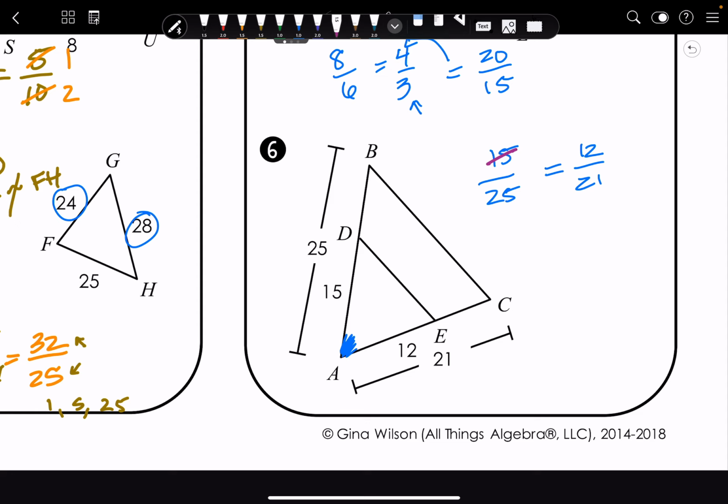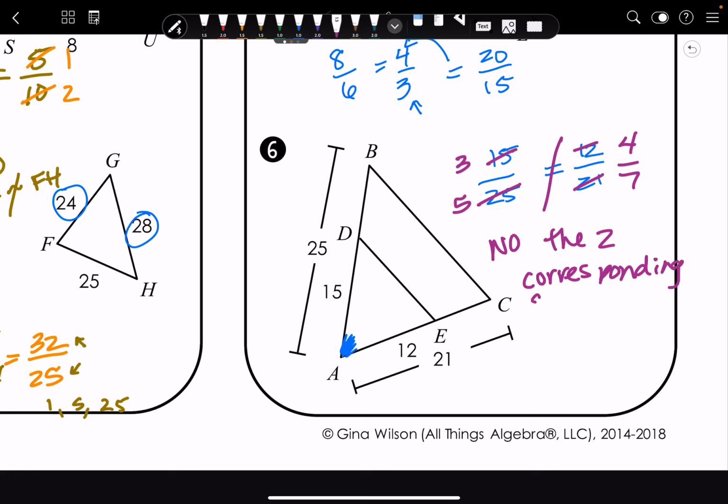So you get, let's see, 15 over 25 becomes 3 over 5. Divide both of these by 7, you get 4 over 7. So you already know that they're not proportional because they're not simplifying to the same thing. If you really wanted to, you could cross multiply and get that 20 is equal to 21, and that's not a true statement. So we just say, no, that doesn't work, sorry. And we say no, the two corresponding sides are not proportional.